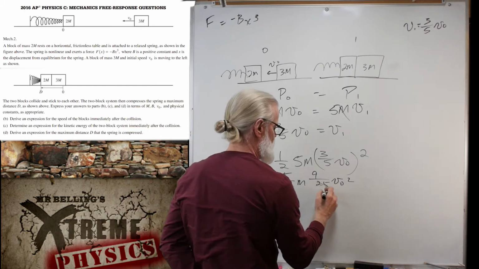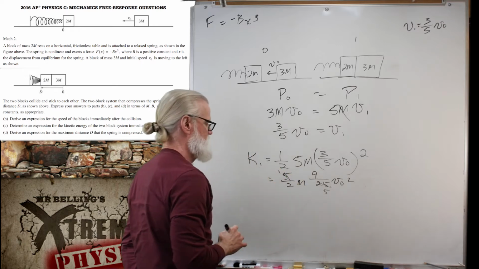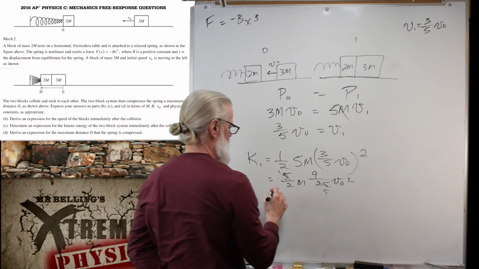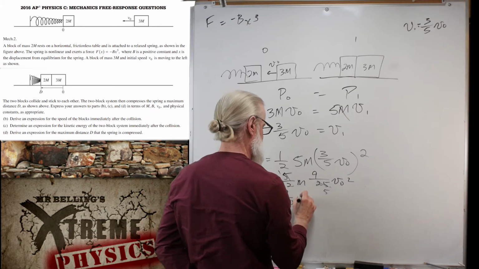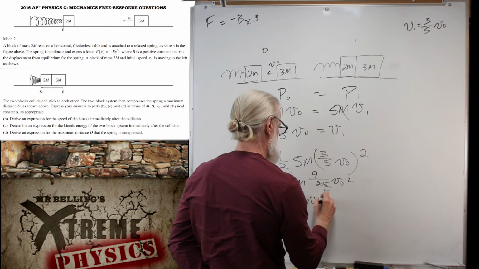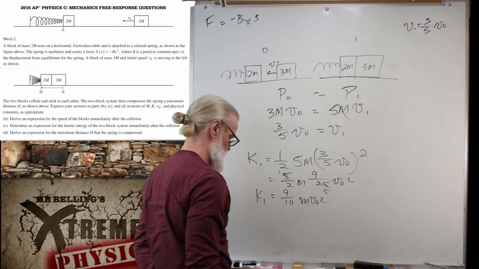Let's see. So I could make this a 5 and make that a 1. And then I would end up with 9/10 m v0 squared. That's the kinetic energy.